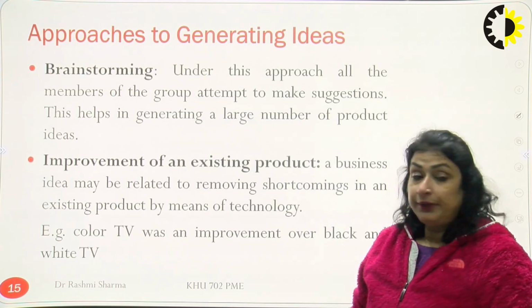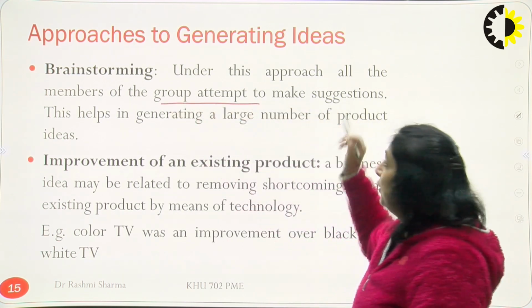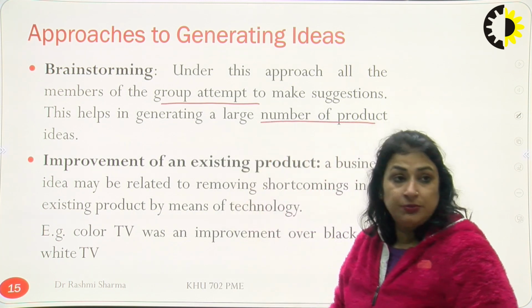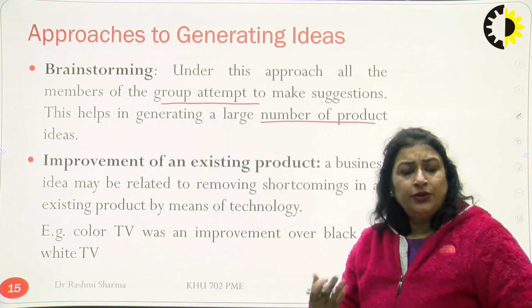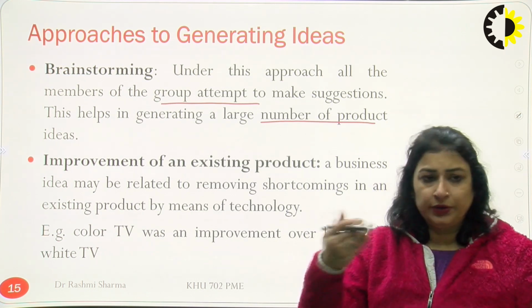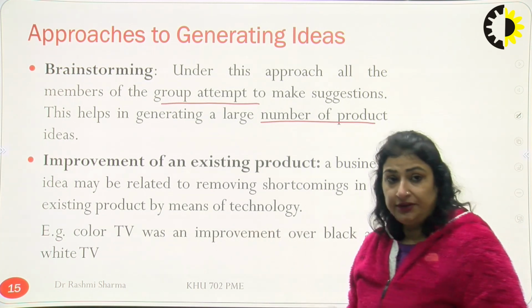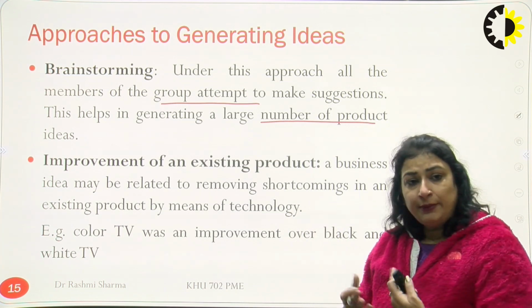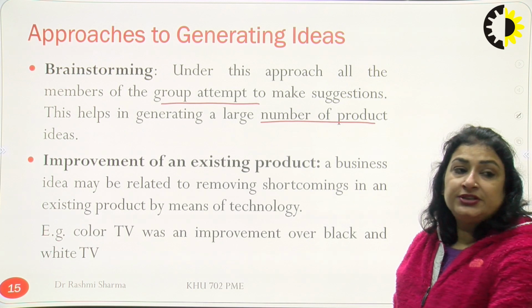So we have covered brainstorming, the approach where a group of people attempt to make suggestions, which helps in generating a large number of project ideas. Then improvement in an existing product: maybe you are given a feedback link and you reply with feedback, this is not good, that is not good, or you see the reviews before purchasing an item. If there is a shortcoming in that product, you overcome it, and by changing the existing product, you are doing improvement.